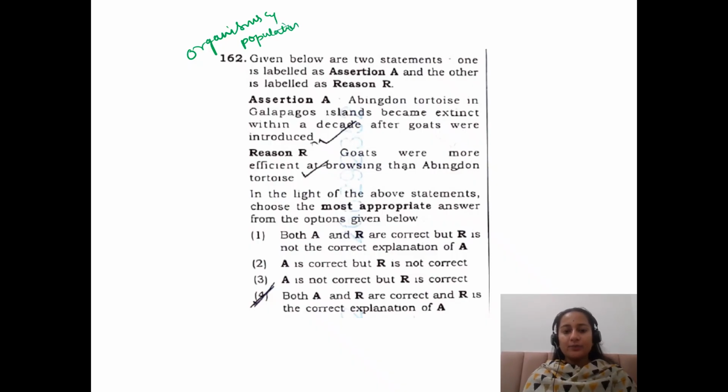Abingdon tortoise in the Galapagos Islands became extinct within a decade after goats were introduced. Just by looking at the goat feeding capacity, the Abingdon tortoise panicked and it became extinct. Goats were more efficient at browsing than the Abingdon tortoise. That is the reason, because of the browsing capacity or because of the feeding capacity. Just by looking at the goat capacity, though the sources are unlimited, this tortoise became extinct in the Galapagos Islands. So both are correct and also the correct explanation.